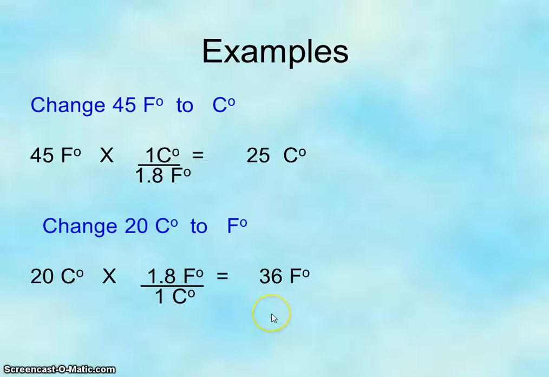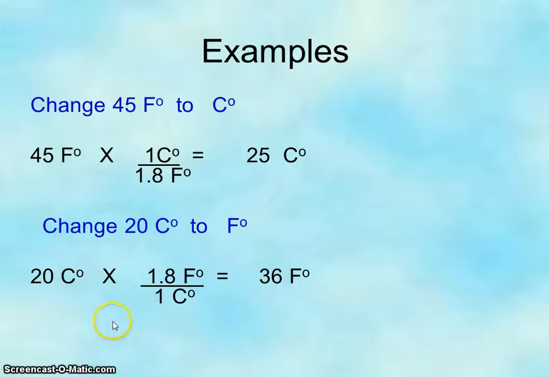So let's take a look at an example. I have 45 Fahrenheit degrees. Look at my ratio here. Fahrenheit's going to go on the bottom, so it cancels out. Celsius degrees is going on top, so I end up with that. So what am I going to do mathematically? I'm going to take 45, divide it by 1.8, and I get 25. So my answer is 25 Celsius degrees.